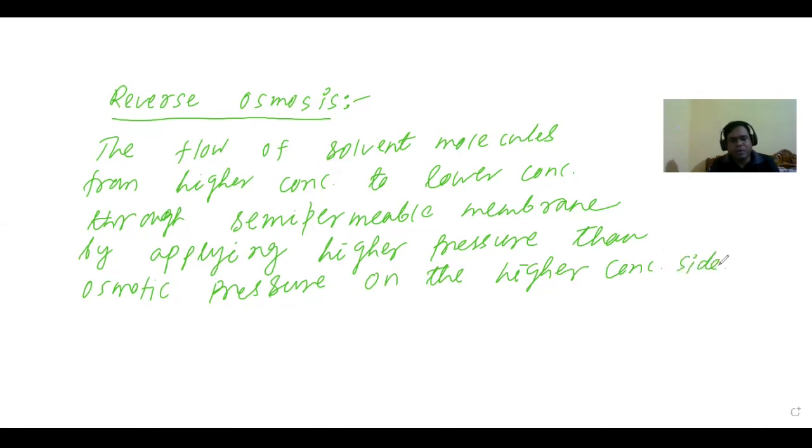Okay, the flow of solvent molecules from higher concentration to lower concentration. Now here, the direction is opposite. In osmosis, the direction is from lower concentration to higher concentration. But in reverse osmosis, by applying high pressure at the higher concentration side, the flow of solvent will be from higher concentration to lower concentration. Since the direction is opposite, that's why this is known as reverse osmosis.